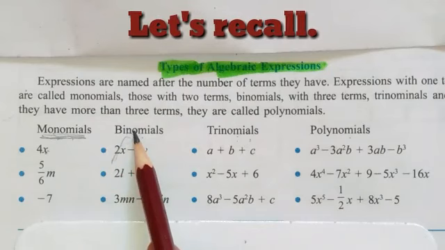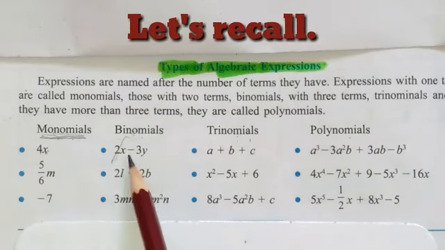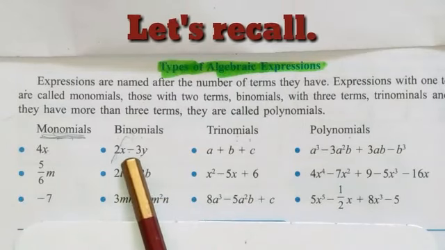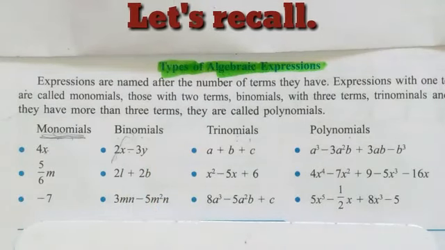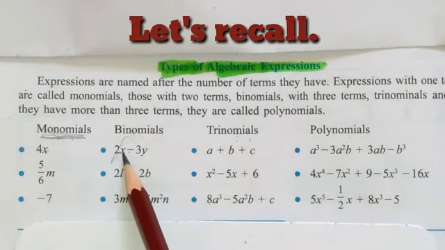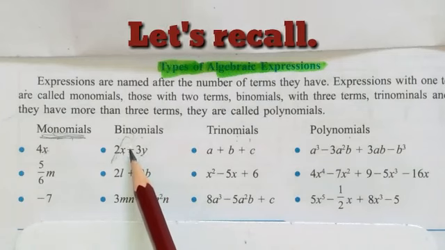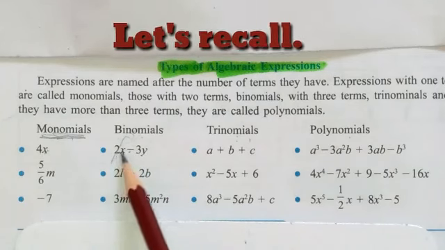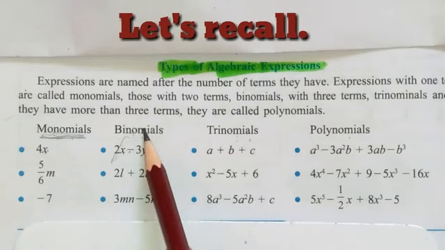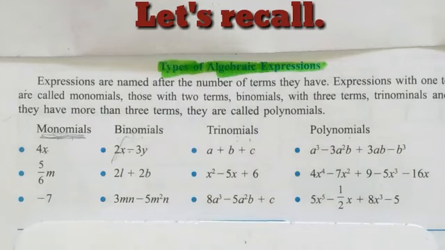The second type of algebraic expression is the binomial. Binomial means there are two terms along with one mathematical operation, that is addition, subtraction, multiplication or division. So this 2x is one term and 3y is another term which is joined with one mathematical operation. So this whole expression 2x minus 3y is called a binomial. Binomial means a combination of two terms.